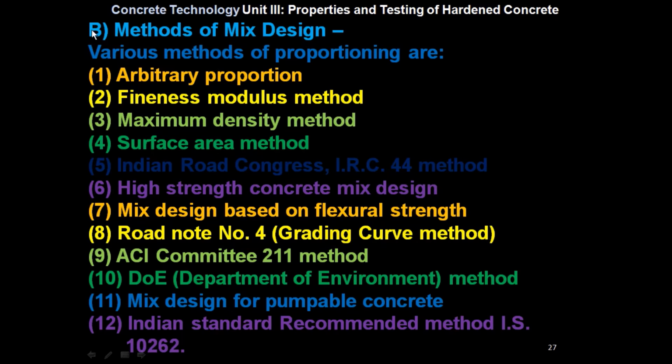The B part, methods of mix design. The various methods of proportioning are: first is the arbitrary proportion, second is the fineness modulus method, third is the maximum density method, fourth is the surface area method, fifth is the Indian Road Congress, that is IRC 44 method, sixth is the high strength concrete mix design, seventh is the mix design based on flexural strength, eighth is the Road Note number 4 or grading curve method, ninth is the ACI Committee 211 method, 10th is the DOE Department of Environment method, 11th is the mix design for pumpable concrete, and 12th is the Indian Standard Recommended Methods IS 10262.